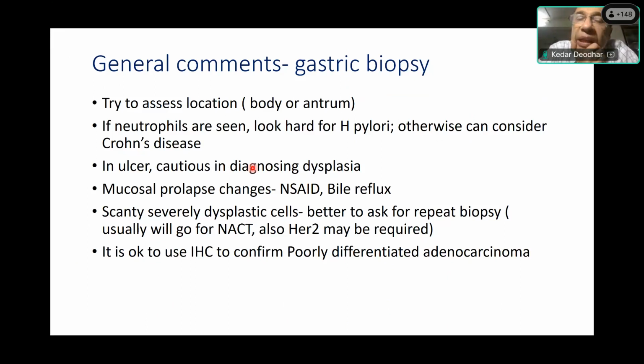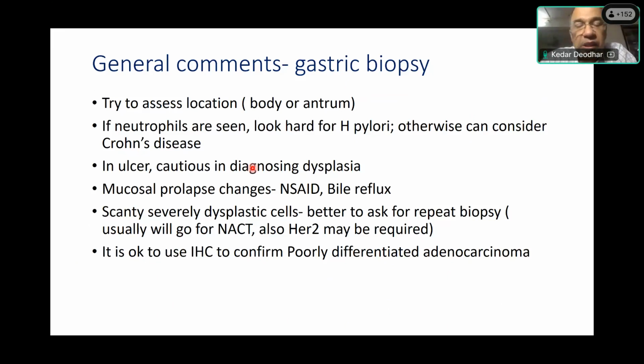Secondly, if we drag ourselves to call cancer, and we indeed call it a cancer, we may get a request for MMR immunohistochemistry or HER2 immunohistochemistry, especially on a gastric biopsy. Then we may not have enough cells, and we struggle to give immunohistochemistry results on that particular smaller sample. So it is okay to ask for a repeat biopsy for better representation.